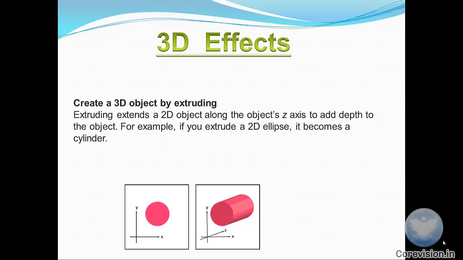For example, if you extrude a 2D ellipse, it becomes a cylinder. We can see it in the image.